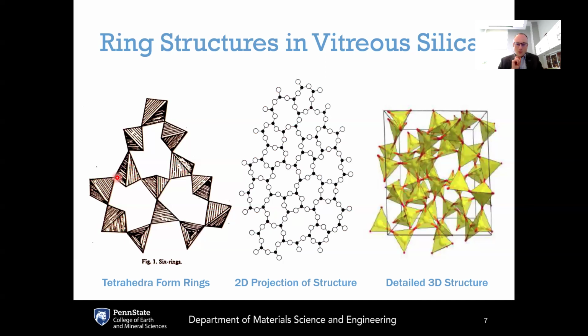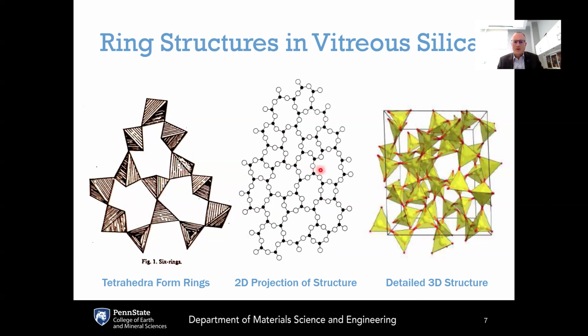And as long as just one bridging oxygen is shared between a neighboring pair of tetrahedra, we know that that is a set of corner-sharing tetrahedra. So here we have this ring that shows 1, 2, 3, 4, 5, 6 tetrahedra. This is a 6-membered ring, and these tetrahedra are bridging each other via the bridging oxygens.